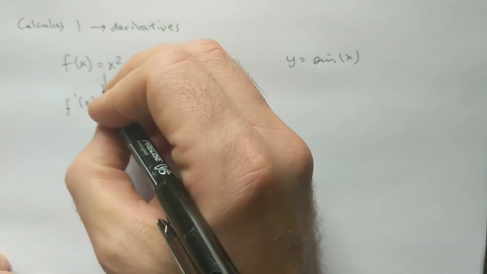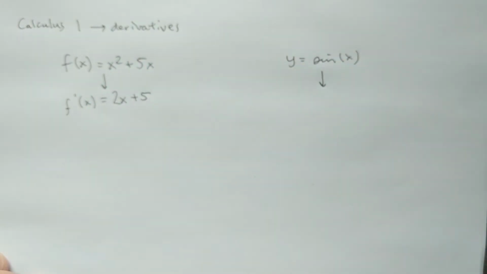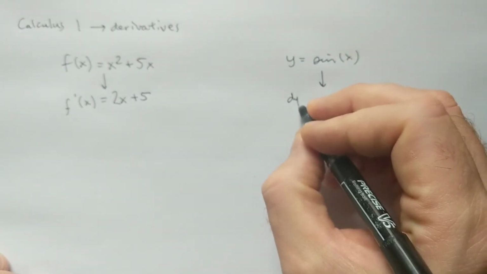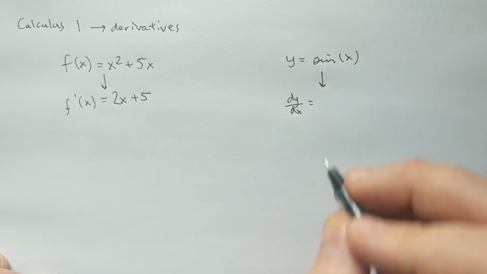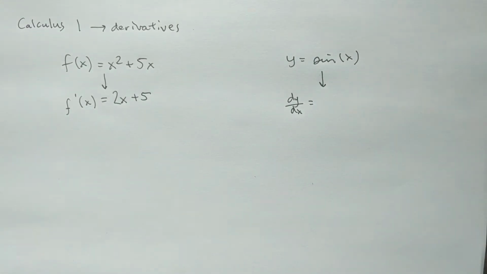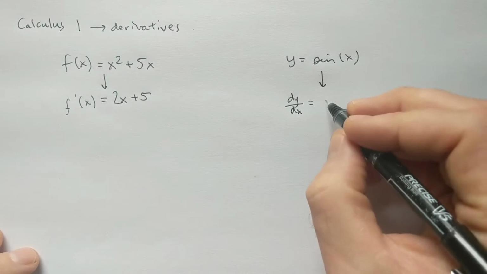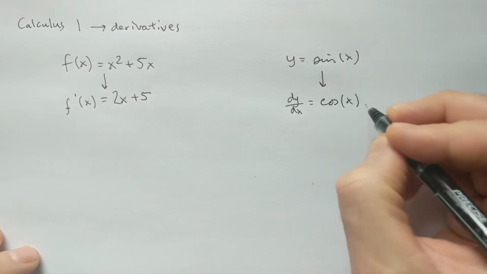When we take the derivative, here's some other notation: dy over dx also means the derivative of y with respect to x. And remember, the derivative of sine is cosine.